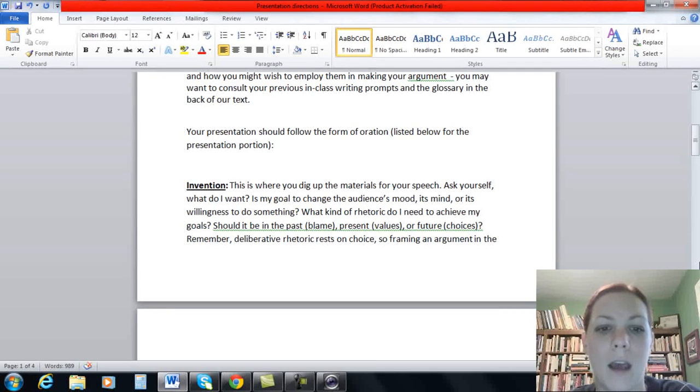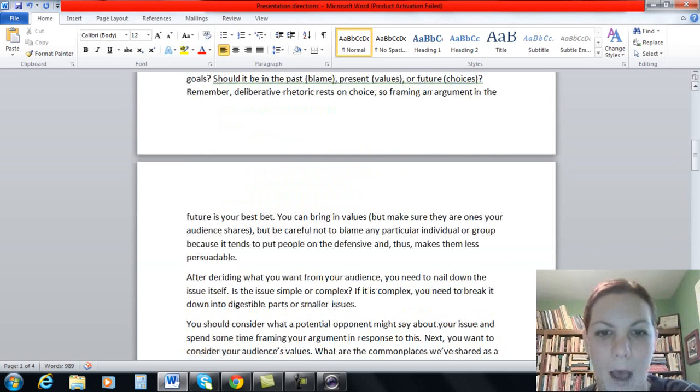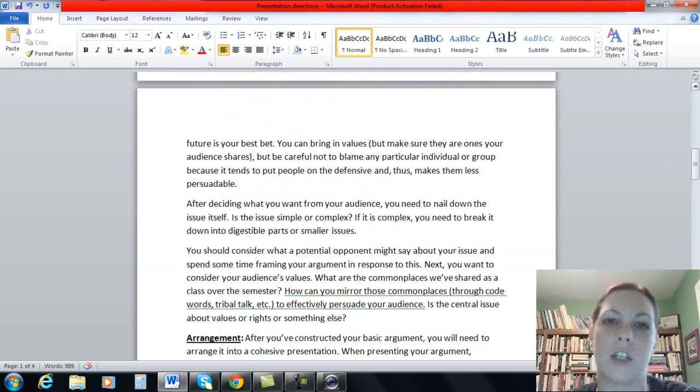You want to, again, avoid blame or values-laden language, because ultimately you will be creating a deliberative argument, which, of course, as we know, rests on choice. You can bring in values, but you want to make sure that they are ones that the audience shares. So you want to be careful, again, not to blame any particular group or individual, because it tends to put people on the defensive and thus makes them not persuadable.